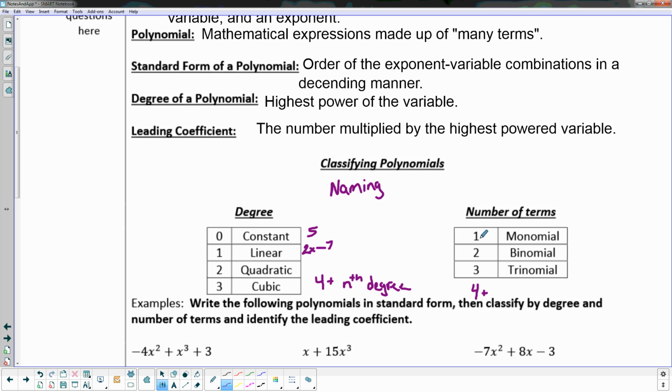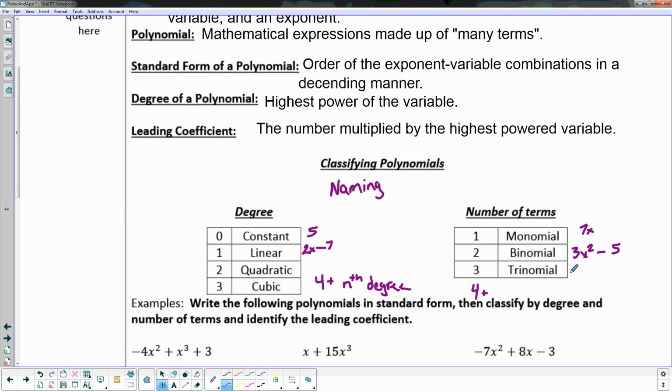Then by number of terms, if there's only one thing, like say there was 7x, we would call that a monomial. In fact, we would call it linear because it has an x. That would be a linear monomial. If there were 2 terms, like say I had 3x squared minus 5, that would be a binomial. It has 2 terms. And this one would actually be a quadratic binomial because of the x squared. The degree on this is 2, so it's quadratic.